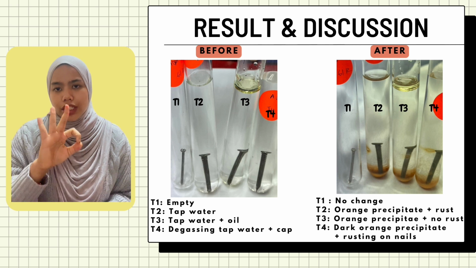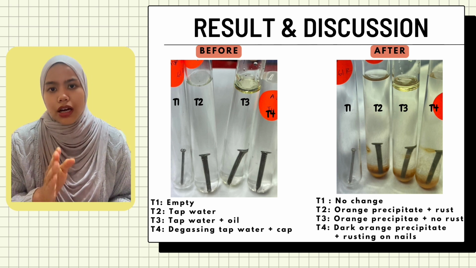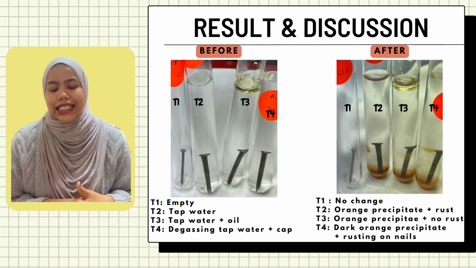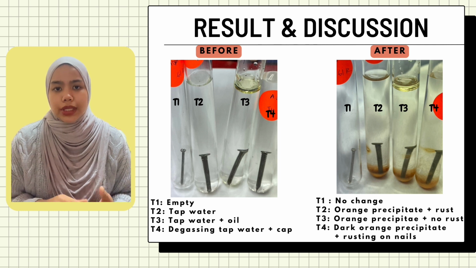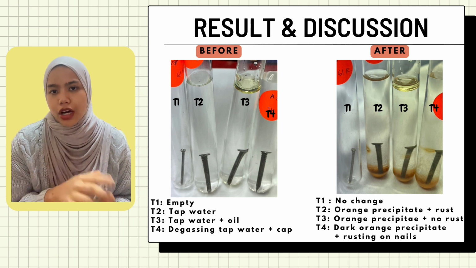Next, the third test tube. The nail is not corroding, but orange yellowish precipitate is also formed. This is because the oxygen in this test tube comes only from the tap water and not from the environment because it has a layer of oil on top.